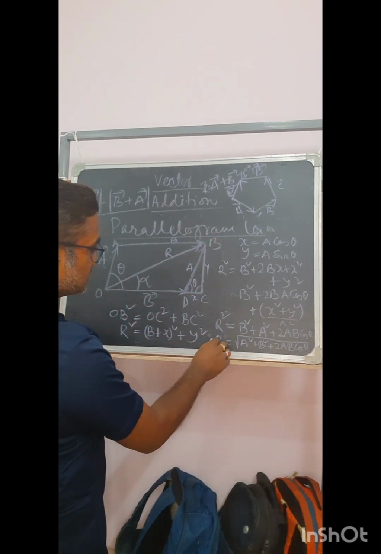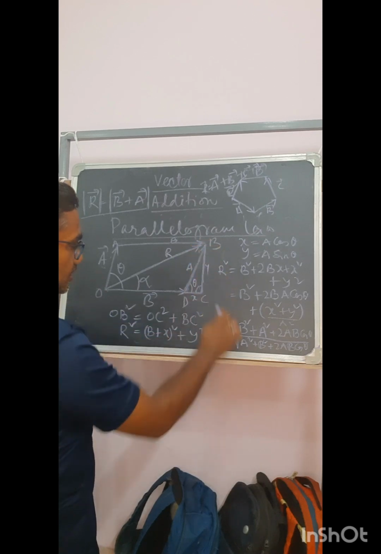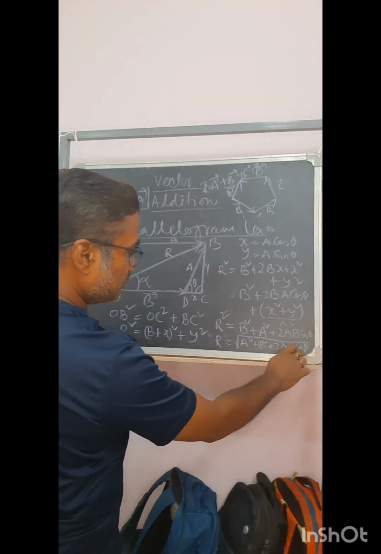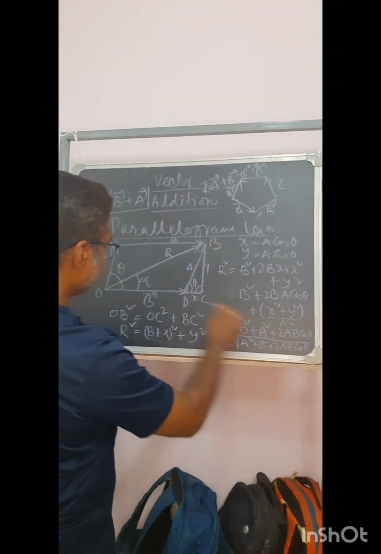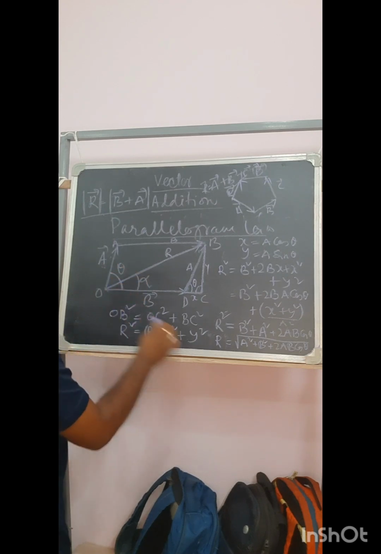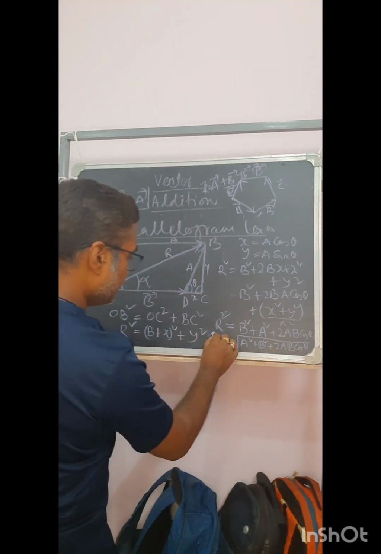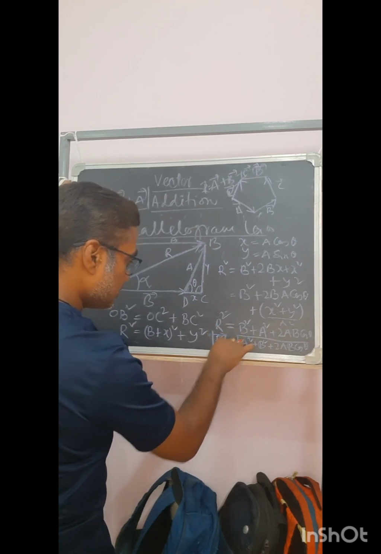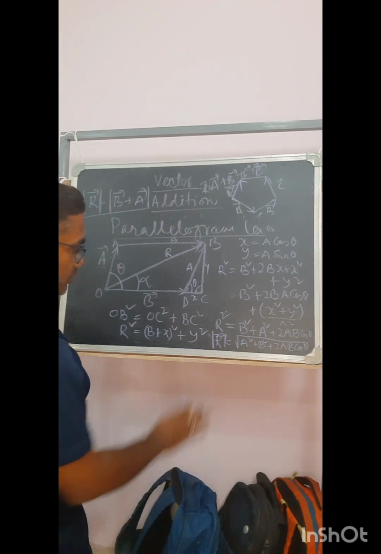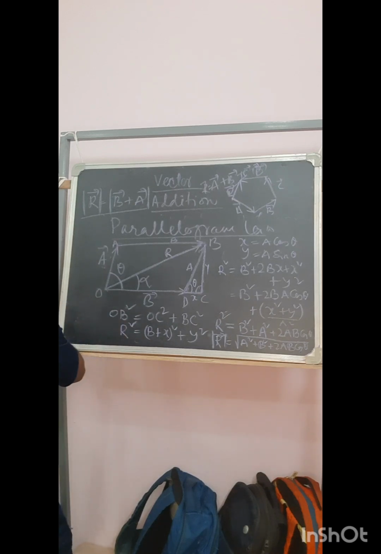And what is the magnitude of the resultant? It will be the square root of a square plus b square plus 2ab cos theta, where theta is the angle between the two vectors. So this is the magnitude of the resultant. This can also be written this way. Now this is only the magnitude, so what would be the angle?